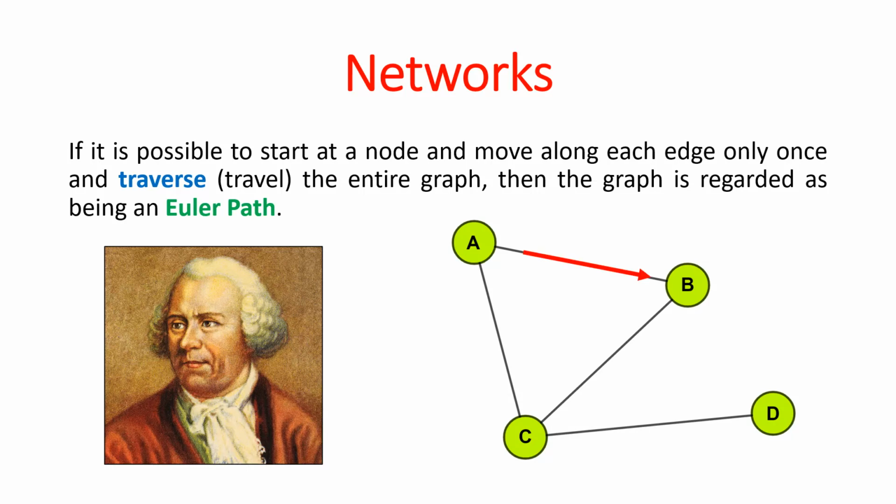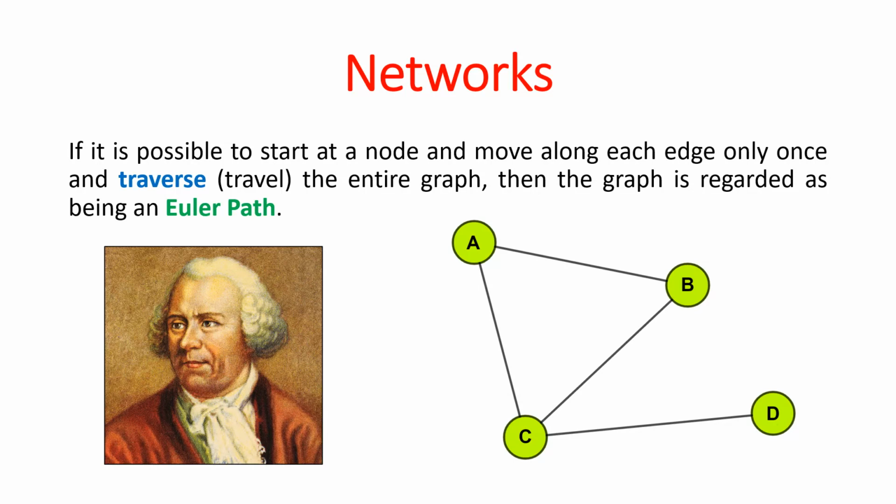Let's start at A and move to node B, and then move to node C, and across to node D. Now I haven't travelled the entire network. I've left off the edge between node A and C. I can't go back along an edge, I can only move along an edge once. So this is not an Euler path.